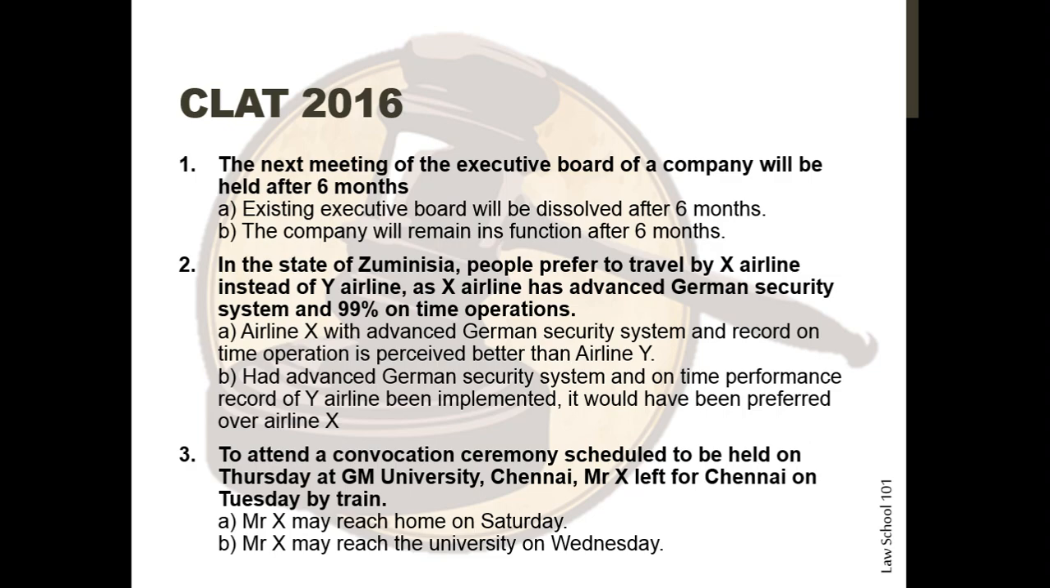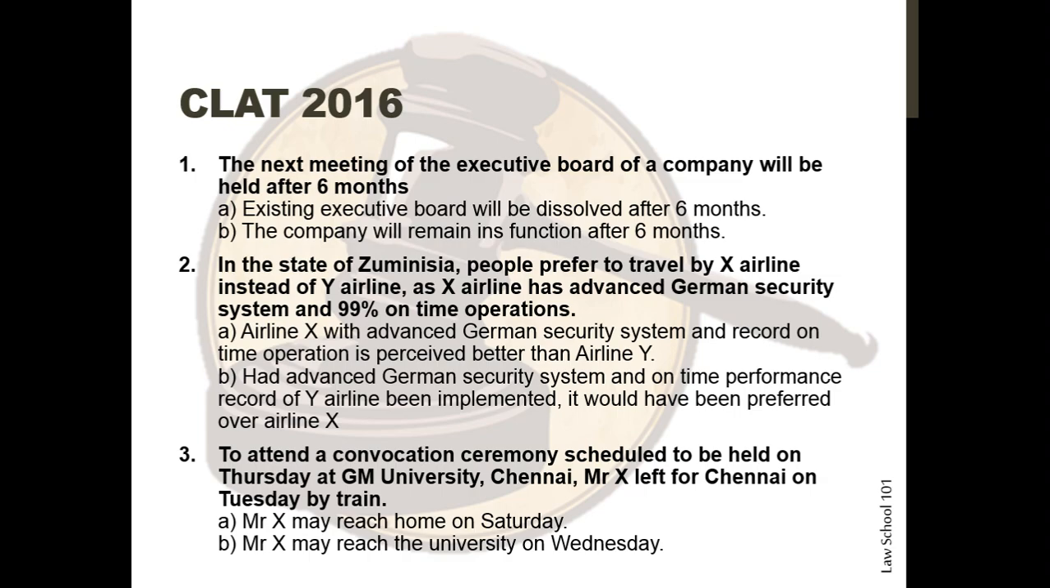First, the next meeting of the executive board of a company will be held after 6 months. This was the statement. Let's now go through the assumptions. Option A. Existing executive board will be dissolved after 6 months. This is not a valid assumption because it actually goes against the premise set up by the statement. Because if this particular executive board will be dissolved after 6 months, there would be no point of having a meeting of the executive board. Also, the dissolution of executive board is totally not in question in the statement and it is not even mentioned. Hence, it is not a valid assumption.